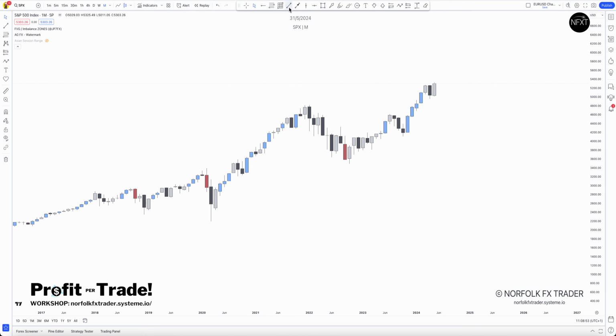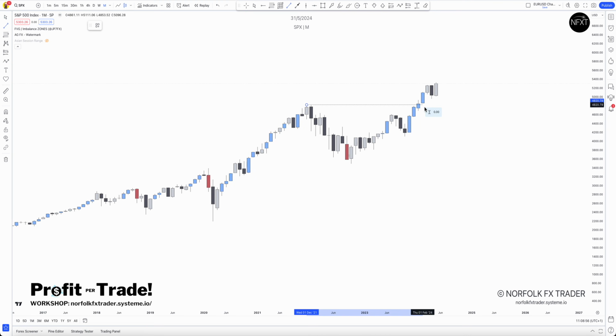So quickly we can identify we had a break of structure here. That's our last break of structure on the monthly. Now you might be saying, what about this swing high? Okay, what's happened here? We had a small breakdown.